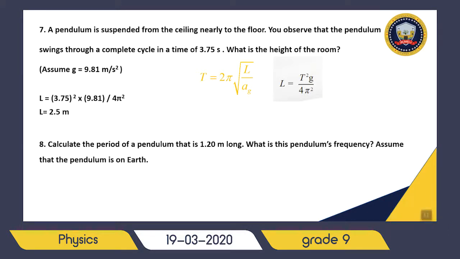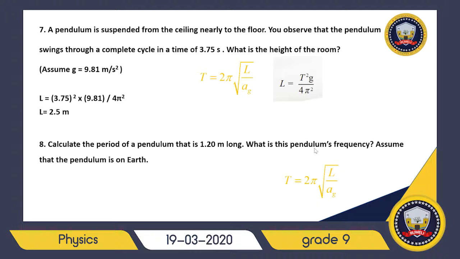Another one, the last one. Calculate the period of the pendulum that is 1.2 meter long. So here is L, and we are asking about the period. What is the pendulum frequency, assuming that the pendulum is on Earth? Assuming that the pendulum is on Earth means that g equal 9.81. So now we have g and we have L. Which formula do we use to calculate the period? Yes, the same one. Then find the simple pendulum frequency.